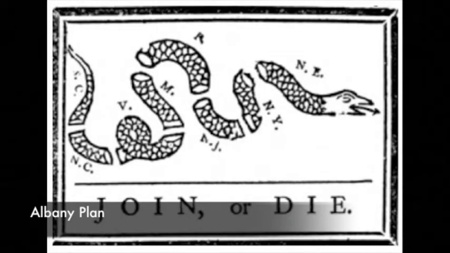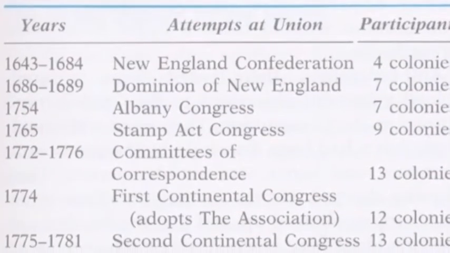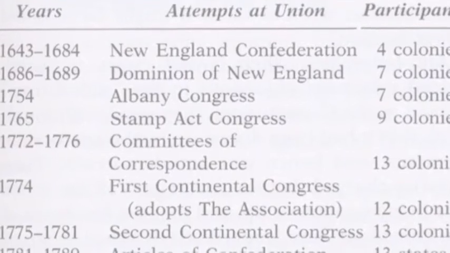In 1754, just before the French and Indian War, Benjamin Franklin attempted to organize many colonies together to fight against the French and Indians in the Albany Plan. The plan failed, but at least it was a start. It wasn't until the American Revolution that the colonies started to form a sense of national identity.